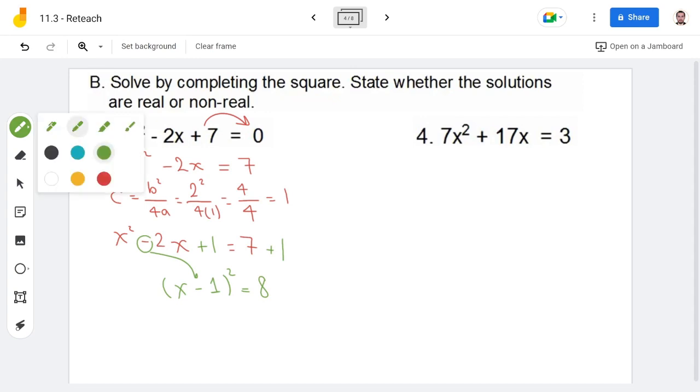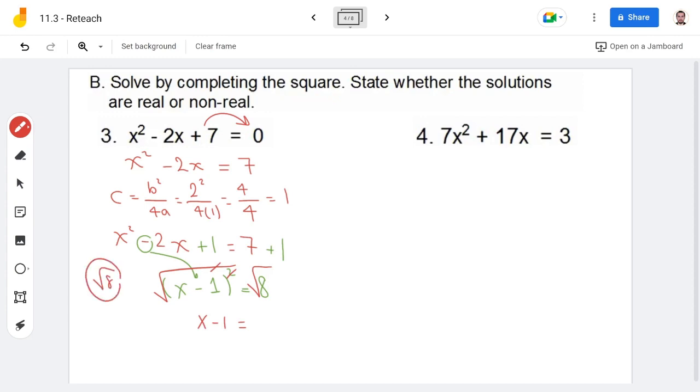Now let's take the square root for both sides. So square root of this, square root of this. So this one will cancel the square root. So x minus 1 equal, what's the square root of 8? So what are the factors of 8? So the square root of 8, I have square root of 2 times square root of 4, right? So the square root of 4 can be written as what? 2. So the answer is 2 square root of 2. So now it will be positive, negative 2 square root of 2.